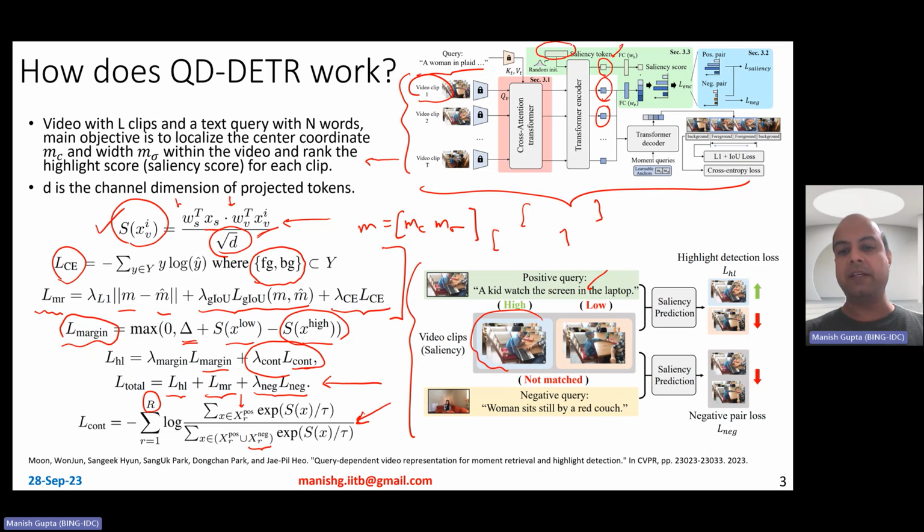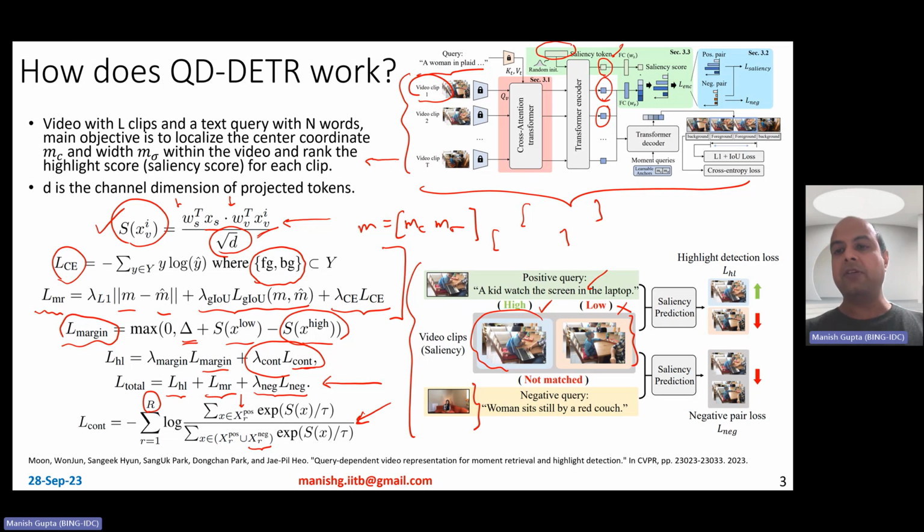Well, this particular kid is actually watching the screen in the laptop, so it's a positive query and a high relevant clip, a high saliency clip, right? But this is also a clip from the same video. It is a low saliency clip, and then you can also combine it with clips from other videos and then say, well, they are low saliency clips in that sense.